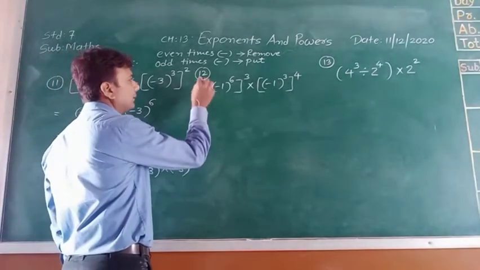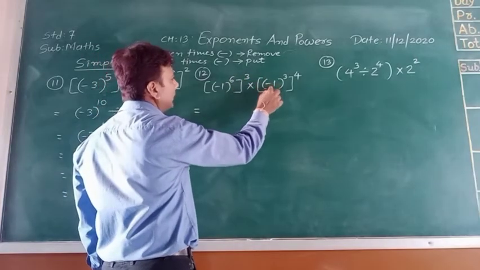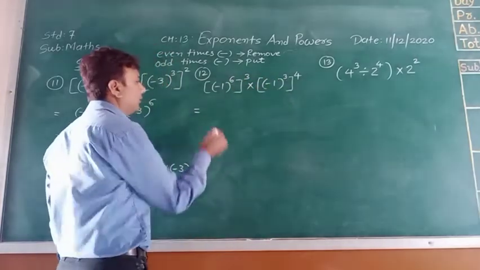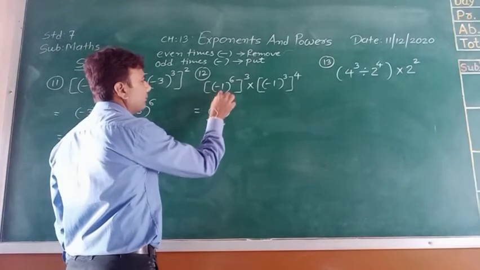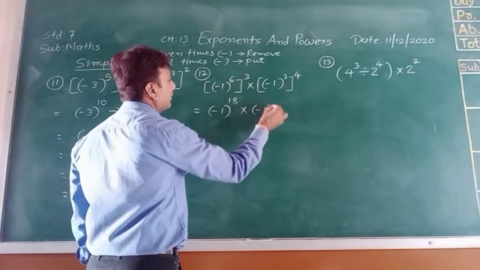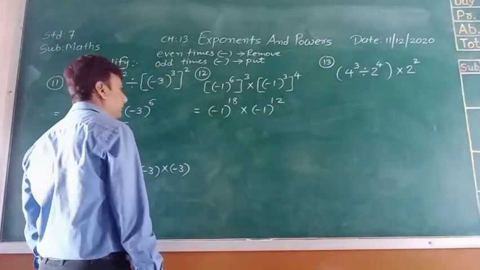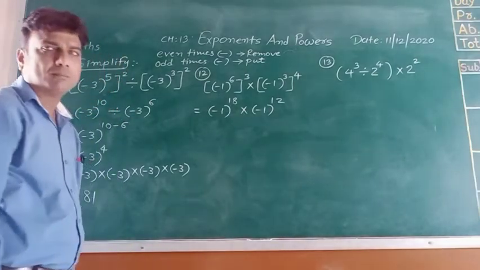See, this 12th number is minus 1 raised to 6, all cubed, times minus 1 raised to 3, raised to 4. So first we will simplify: 6 times 3 is 18, and 3 times 4 is 12. We know the concept, rule number 1.